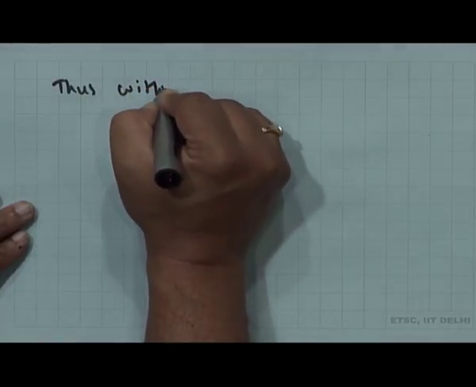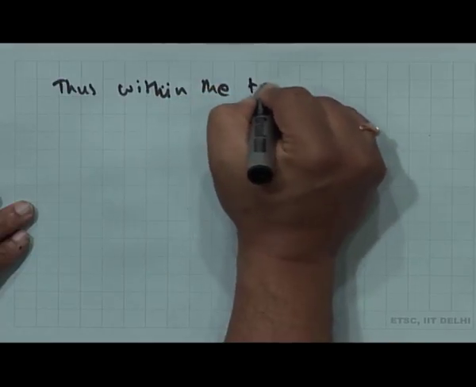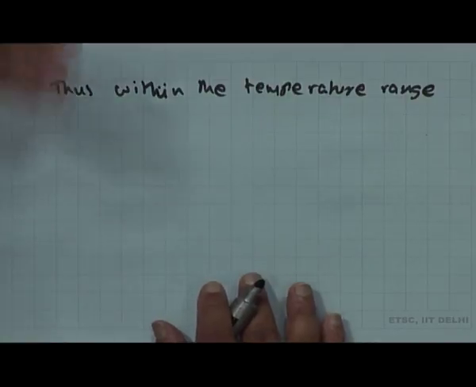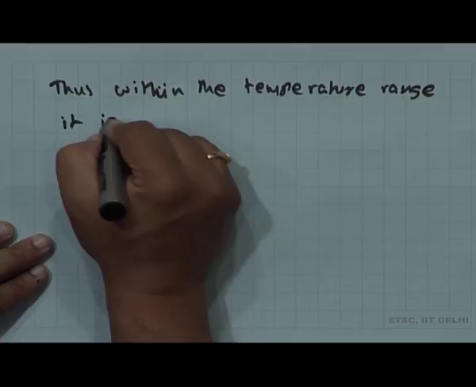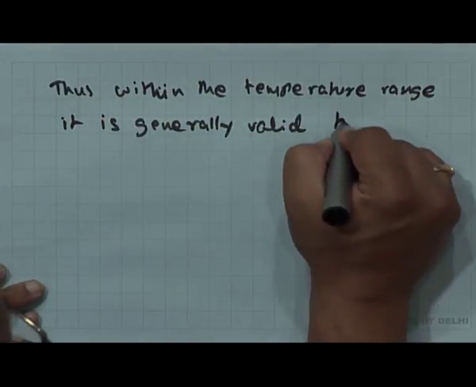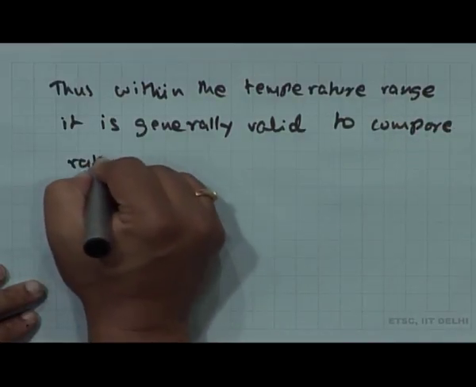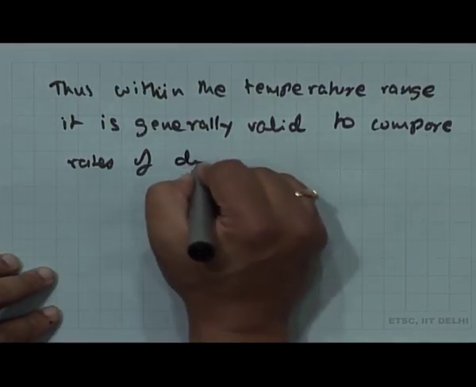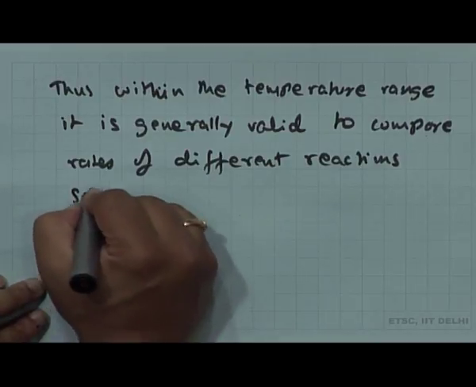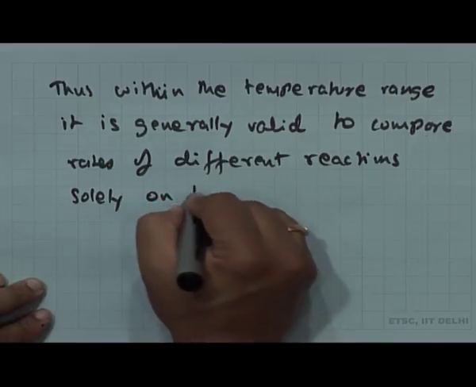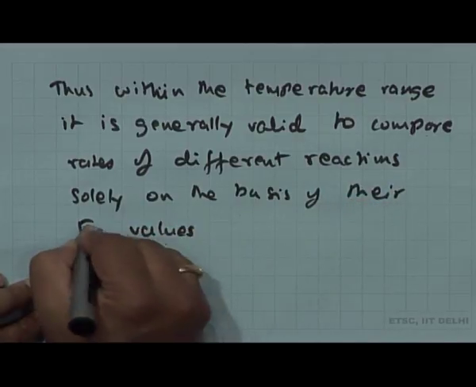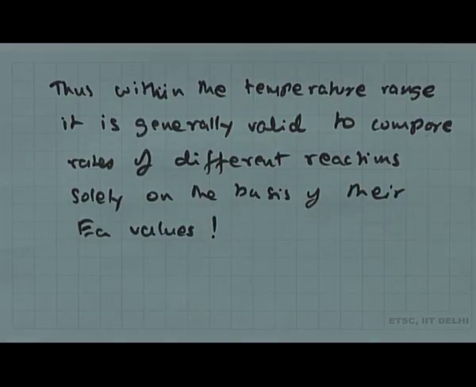Thus, just within the temperature range which we have said, 300 to 600 Kelvin, it is generally valid to compare rates of different reactions solely on the basis of their values of activation energy, solely based on the values of activation energy, right.